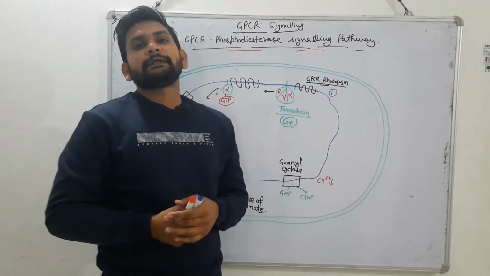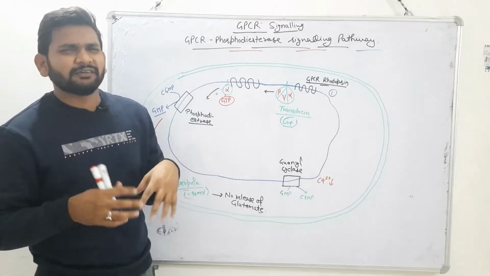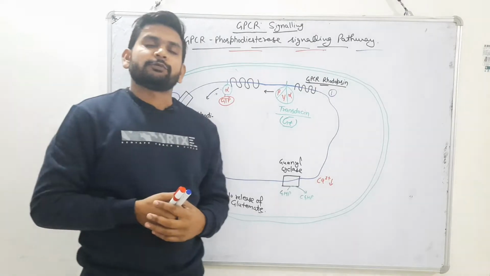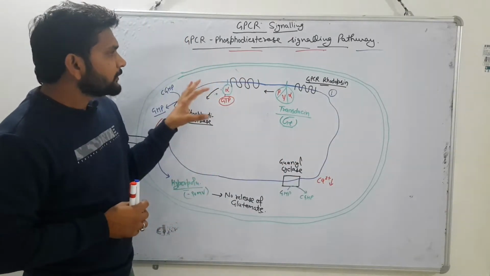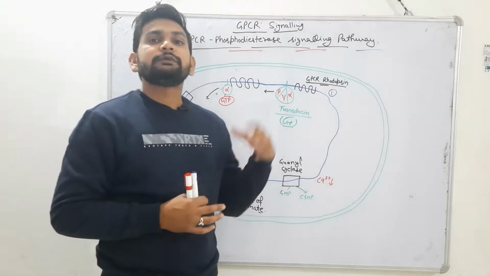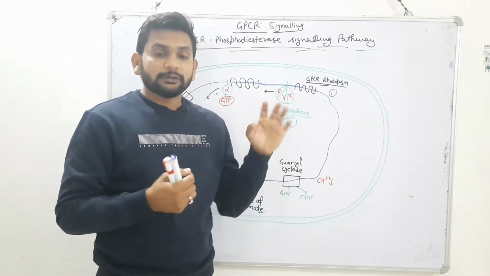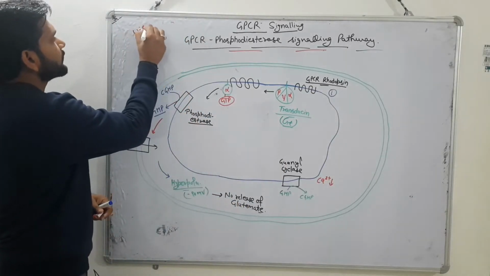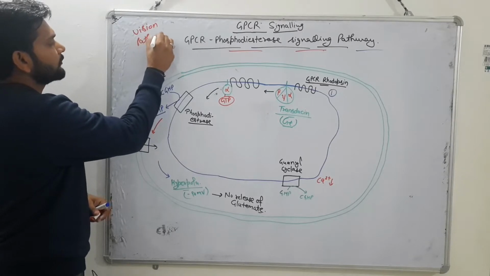Before this, I completed the GPCR phosphodiesterase signaling pathway basics. You can check the description box. Today I am going to discuss the signaling pathway of GPCR phosphodiesterase, which we can also call the vision pathway. Vision pathway means how our eyes work.